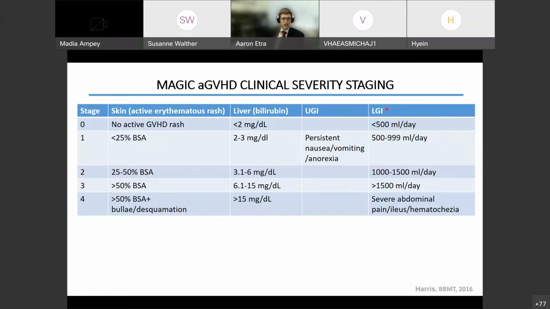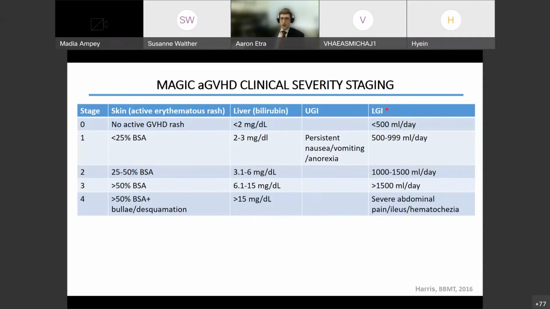As far as the skin, it's staged in the same way that you would stage a burn victim, with the rule of 9s and calculating the body surface area of the affected portion of the patient. So a stage 1 GVHD patient of the skin would have less than 25% body surface area involvement. A stage 2 patient would be 25 to 50% of the body surface area. Stage 3, more than 50% of the body surface area.